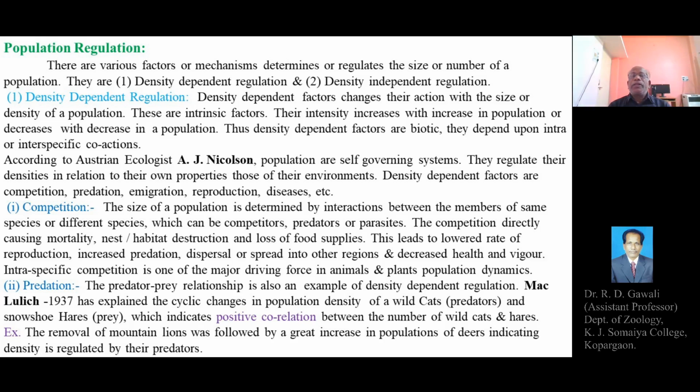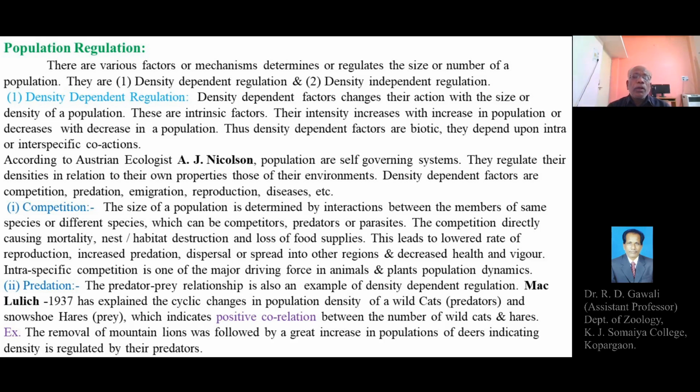Then second is predation. The predator-prey relationship is also an example of density-dependent regulation. According to McCulloch in 1937, who explained the cyclic changes in the population density of wildcats, the carnivores or predators, and snowshoe hares, which act as prey. So wildcats and snowshoe hares are the two organisms which act as predator and prey respectively.